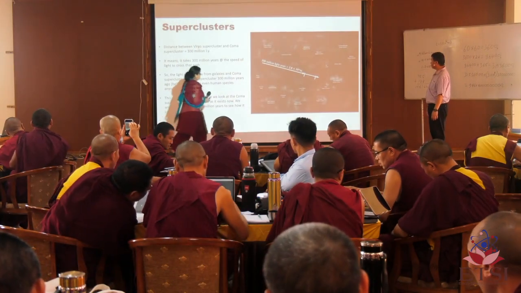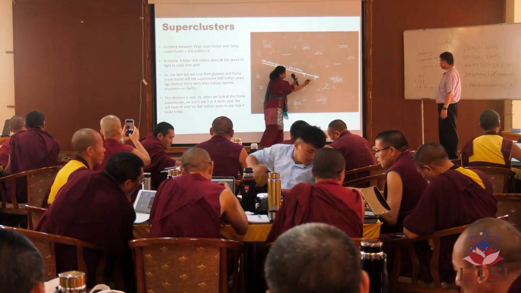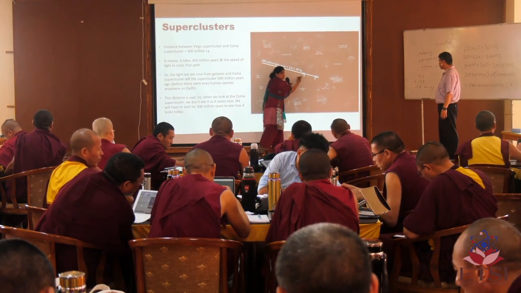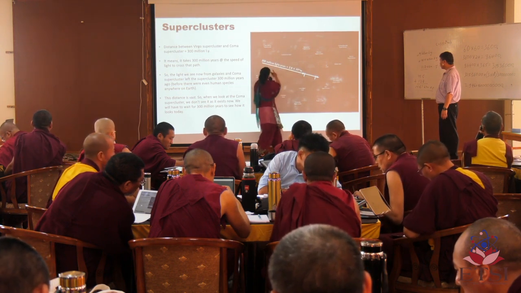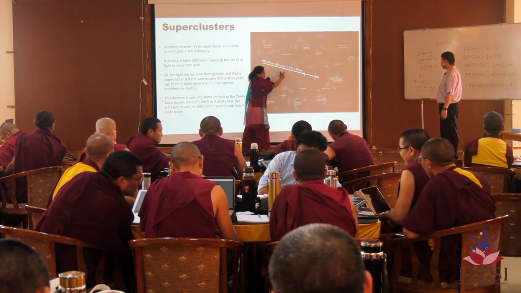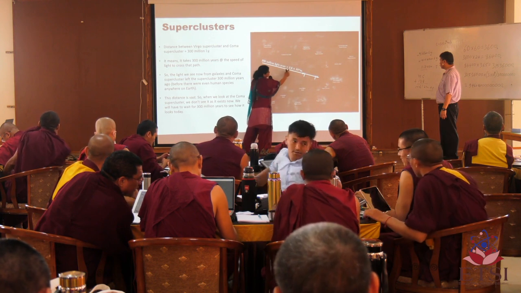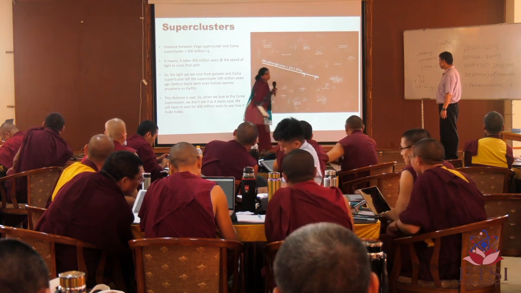Okay, so now if I get the distance between the Coma supercluster and the Virgo supercluster, it's about 300 million light years, which in meters will be 2.8 times 10 to the power 24 meters.